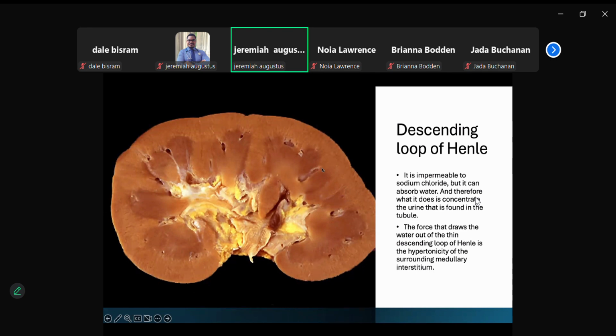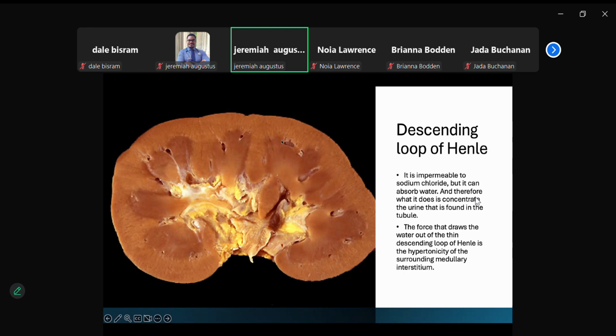Now let us go to the descending loop of Henle. That is the next part. I wanted everybody to see this cross section of the kidney, right? This is the cortex out here, and then you have the medulla. You have an outer and inner medulla, actually. So if you split the medulla in half, you have an outer medulla and an inner medulla.